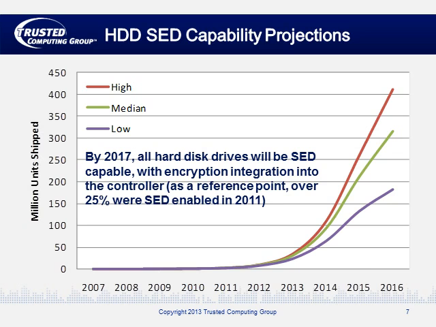In the case of hard disk drives, as shown on this chart here, we project that by 2017, all hard disk drives will be self-encrypting drive capable. That means they can do internal encryption. With encryption integration into the controller as a reference point, over 25% of self-encrypting hard disk drives are self-encryption enabled in 2011.